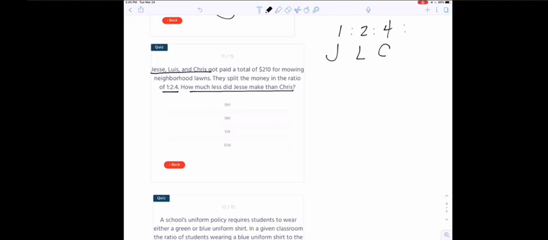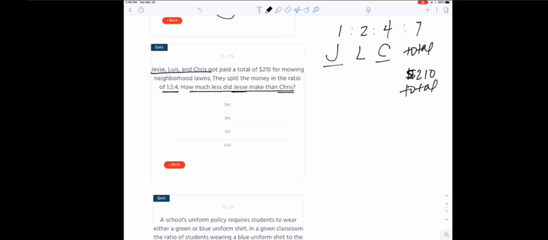So that's who gets the numbers here. When we add it up, 1 plus 2 is 3, plus 4 is 7 out of the total, okay? So it gives us $210 for our total. It doesn't tell us any of these other ones, but it does ask us to tell the difference between Jesse and Chris. How much less did Jesse make than Chris? Which means we have to subtract Jesse from Chris. It'll make sense in a second.